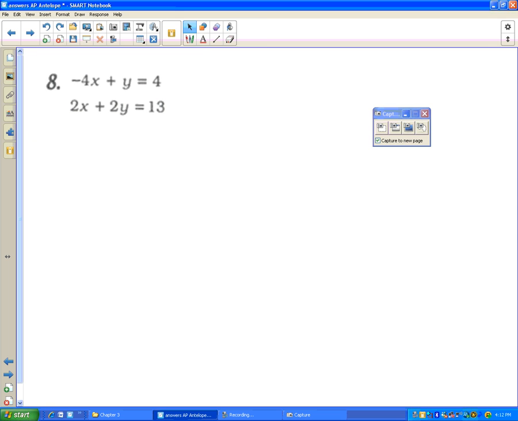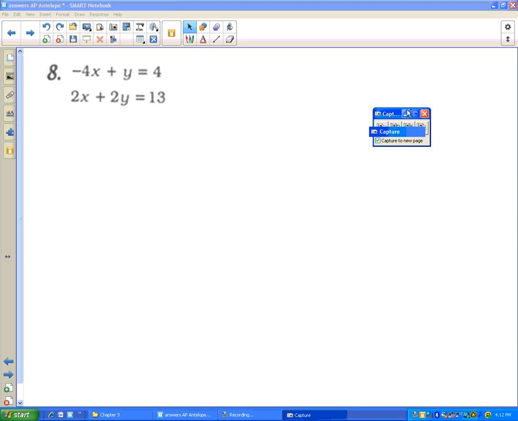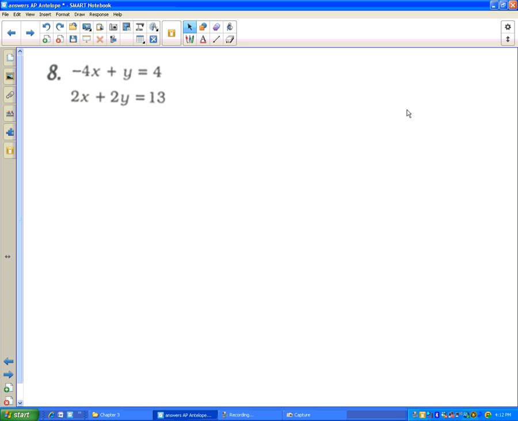So here's two equations. Again, I want to use substitution. I could try elimination. I could do linear combination. But what I want to do instead is recognize that this y is all by itself. Since this y is all by itself, I'm going to say negative 4x plus y is equal to 4.